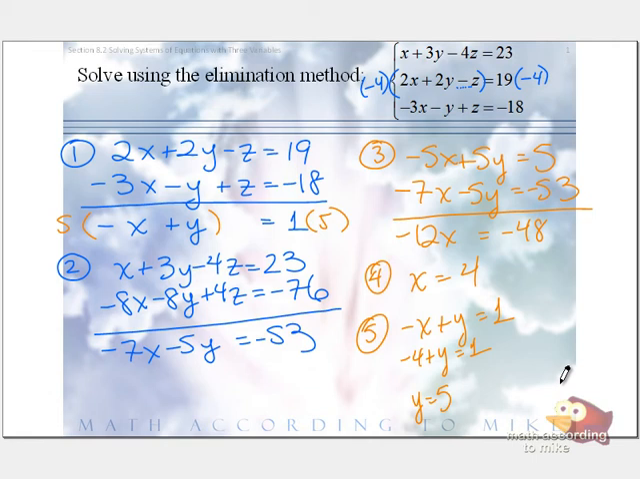And now we have to find z. Let's use the last equation. Instead of negative 3x minus y plus z is negative 18. Uh-oh, squishy. We'll have negative 3 times 4 minus 5 plus z is negative 18. What do we get for z? 1.